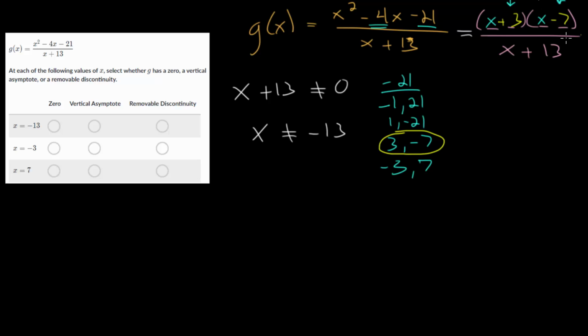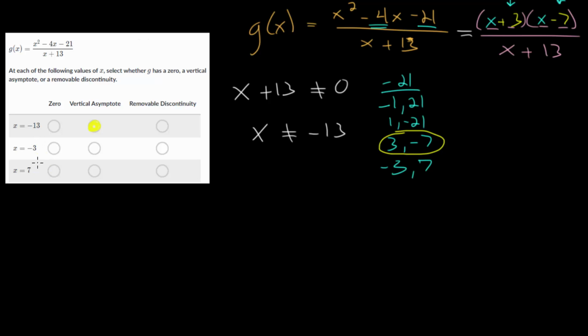Now you can check this by just remultiplying it out. So if we distribute the x, we get x squared minus 7x, then we get plus 3x minus 21, and that would simplify back to what we had. So if you don't feel like you have mastery of those, I recommend checking that every time you try and factor. Now what we can notice is that we don't have an x plus 13 up top. So we can't make any type of cancellation there, which means that negative 13 is a vertical asymptote. Remember, to get this removable discontinuity, you have to be able to make a cancellation with a factor in the top and the bottom.